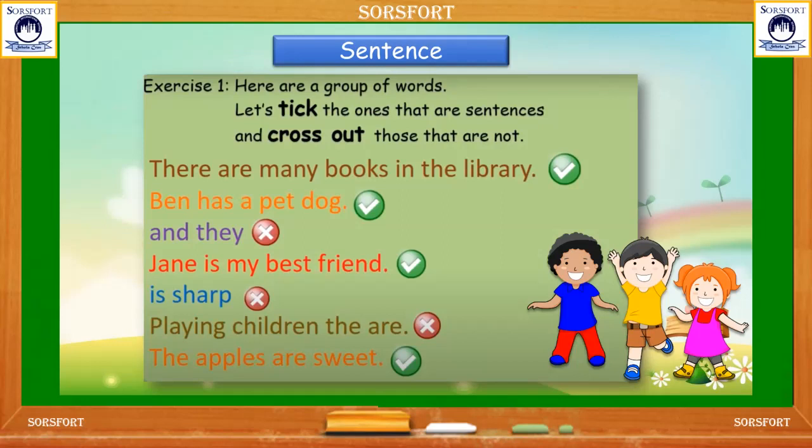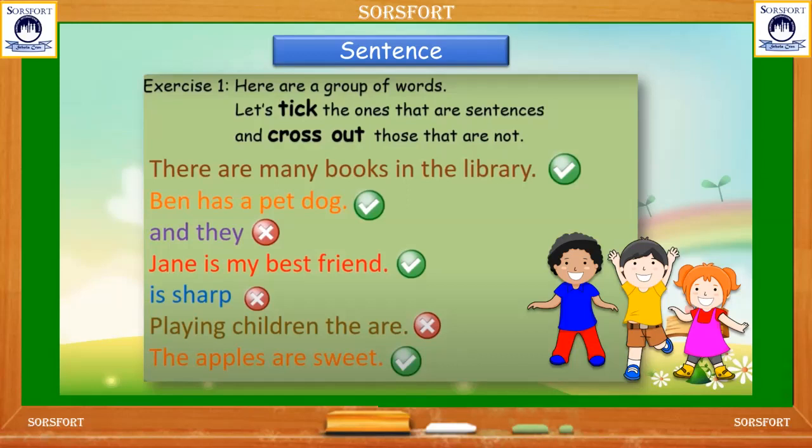So now the third one, and they. These are two words, a group of words, and it is not showing any sense. So it's not a complete sentence. So we will cross it. Next one, Jane is my best friend. It is also a complete sentence. Is sharp. It's not showing any sense. So it is not a sentence.